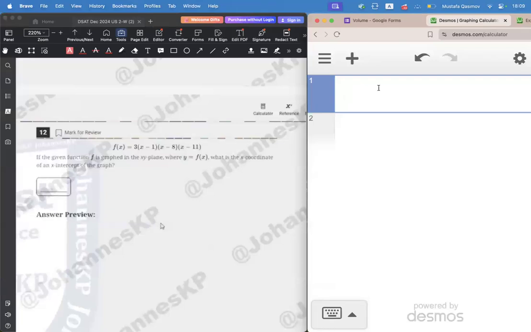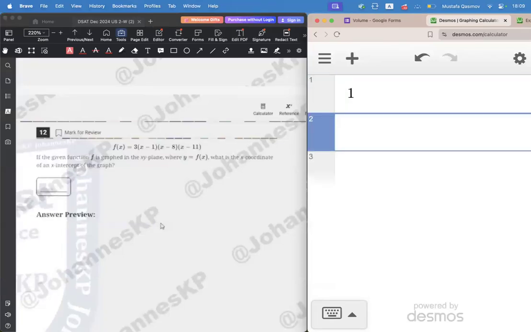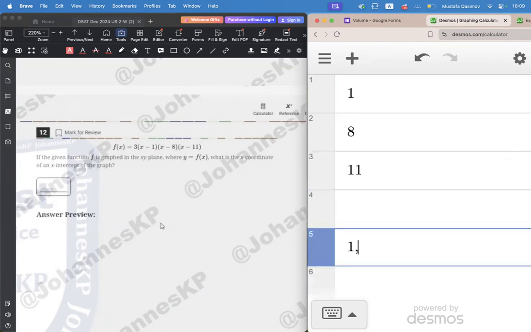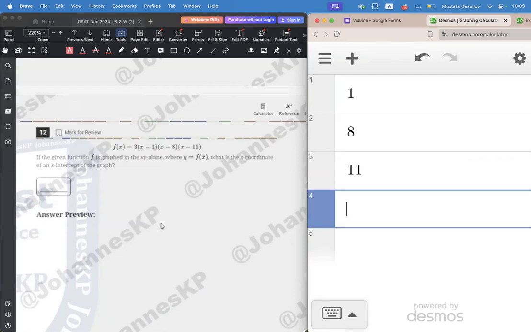Yes, you can write any of them. You can write 1, you can write 8, and you can write 11. All of them will be correct. But don't try to write 1, 8, and 11. You cannot write it because you cannot use comma in exam.